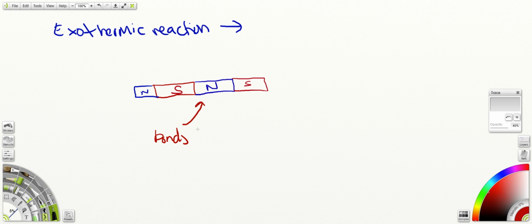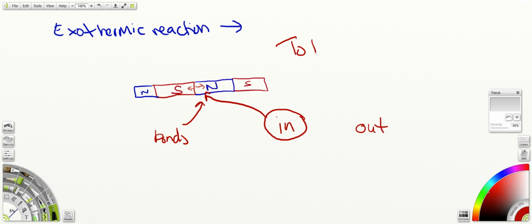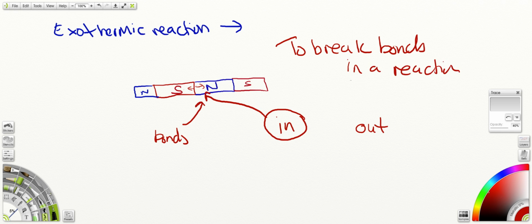Now the question is, if you want to separate those two magnets, are you going to put energy in to break the bonds, or is the bond going to let energy out to break it? Well, if you think about it, you need to physically remove these bar magnets with your hand. So that means you are putting energy in in order to break the bonds. So what we can say then is, if you're to break bonds in a reaction, we need to put energy in. Now if we're putting energy in, this means it's an endothermic reaction, because remember, putting energy into a reaction is going to be endothermic.